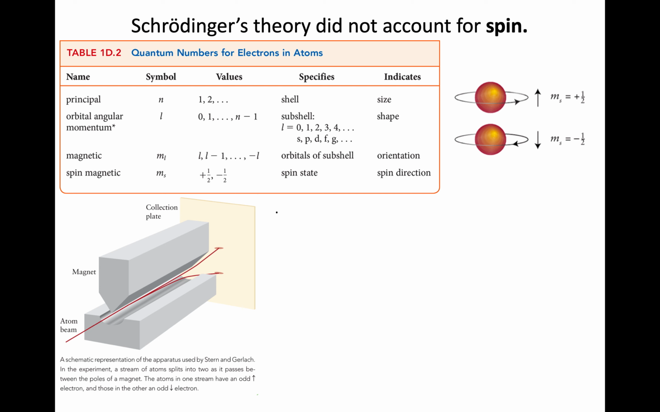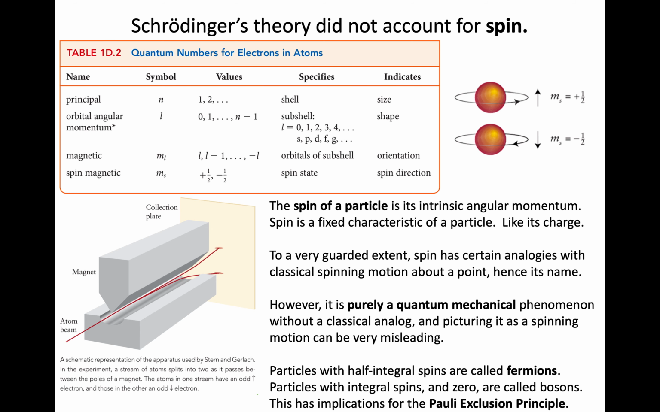You notice that when we've been looking at our radial and angular wave functions, we've needed three quantum numbers to describe that, n, l, and m sub l. Schrodinger's theory didn't account for spin. That's our last one. That's something that arises with another experiment. So the spin of a particle, this is Atkins' description, is its intrinsic angular momentum. It's a fixed characteristic, just like an electron has a particular charge. Electron has a particular spin to it.